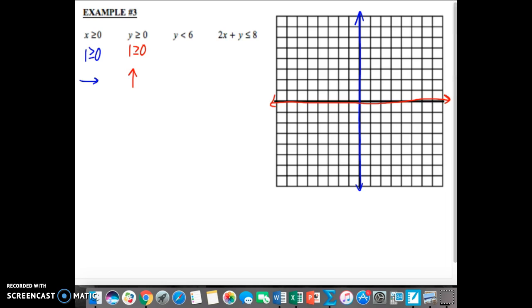So now looking at the next inequality, we have y is less than 6. So we need to go up to where y would be 6. And since it's less than, we will be drawing a dotted line. In this case, we can check the point 0, 0. So is 0 less than 6? Yes, it is. So we will be shading downward from that horizontal line.